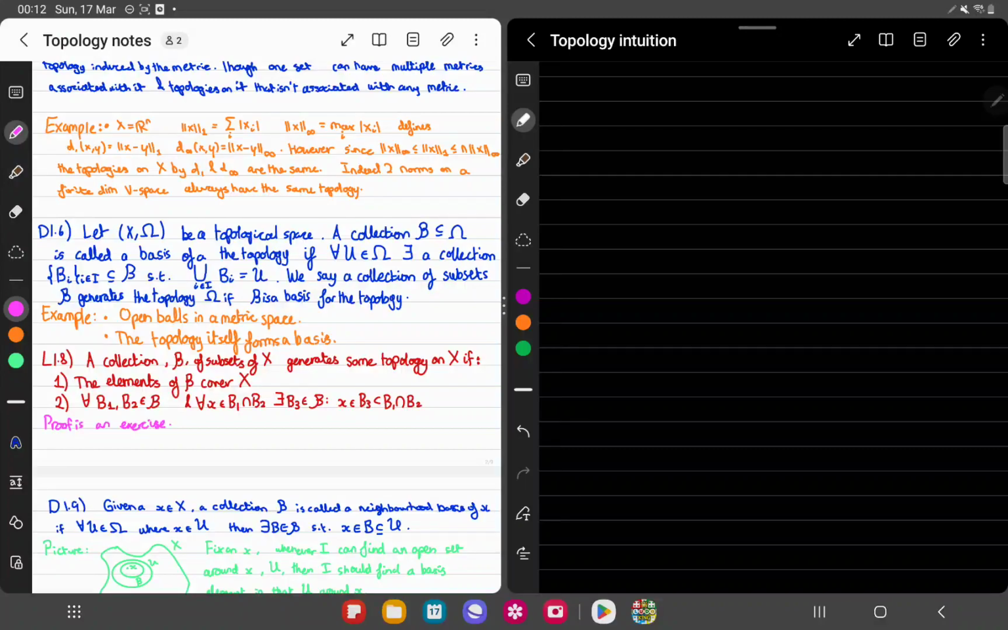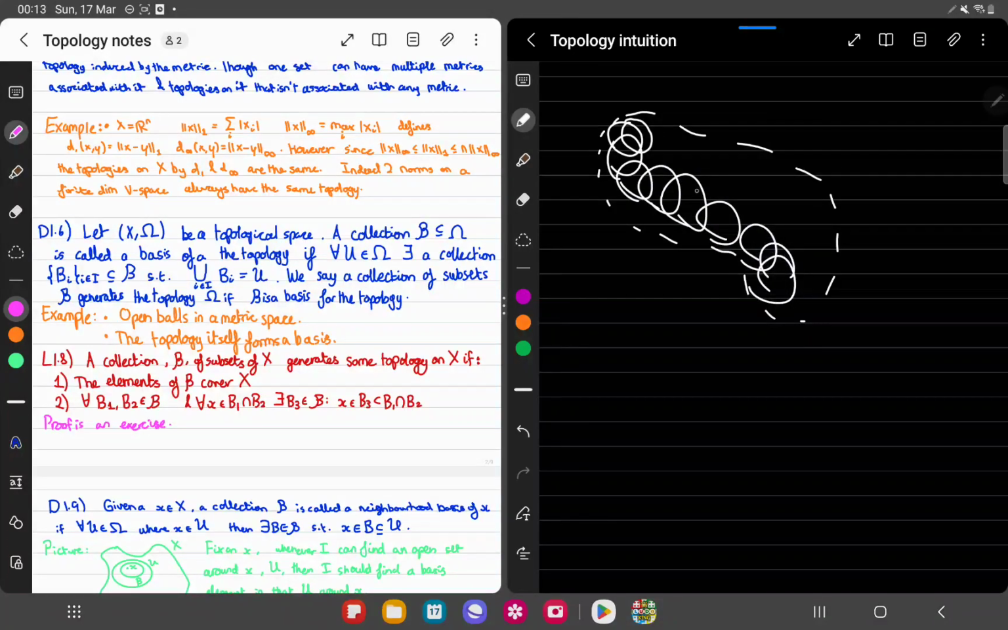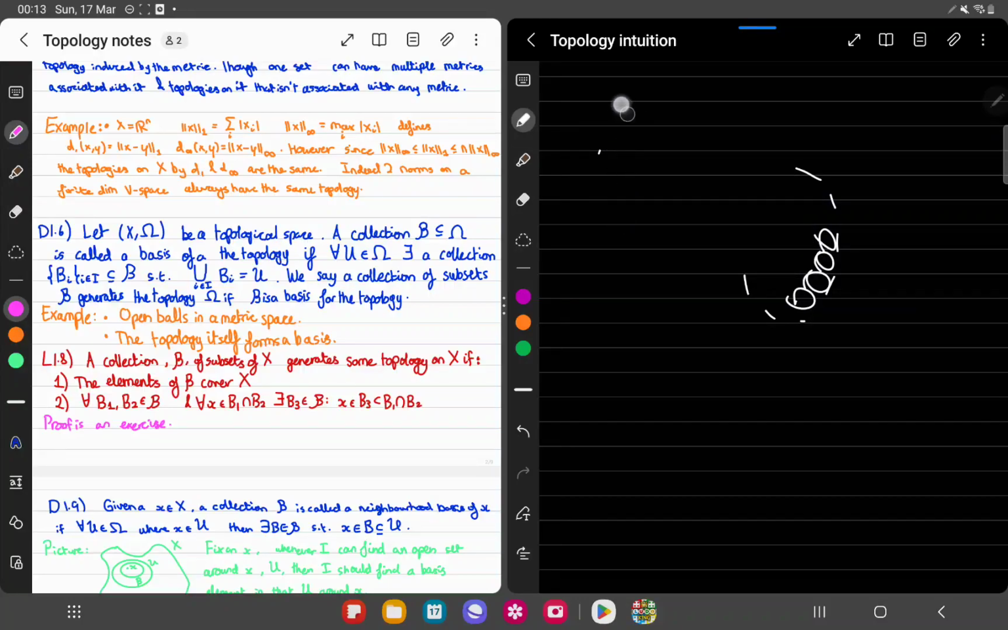So, example: open balls in metric spaces. This is kind of obvious, because you could think of maybe you have this open set like this in some space. Then you could think of it as a bunch of balls kind of like doing this. You just take arbitrary unions of them, and the volume encompassed by this can be used to describe this entire open set that I drew through dashed lines.